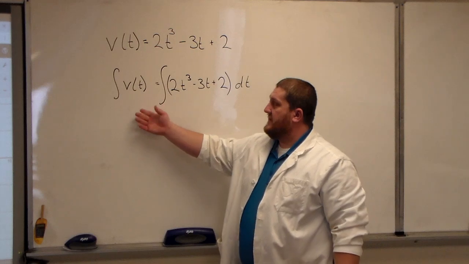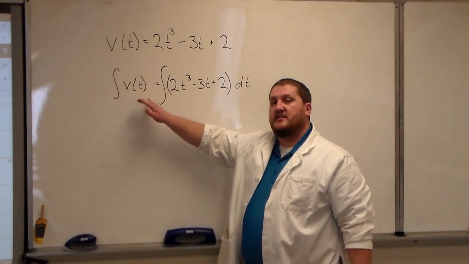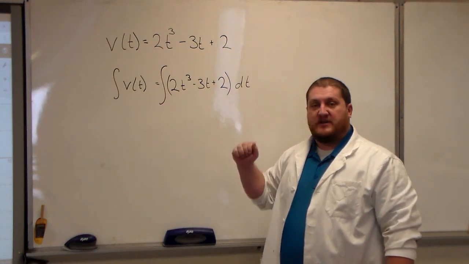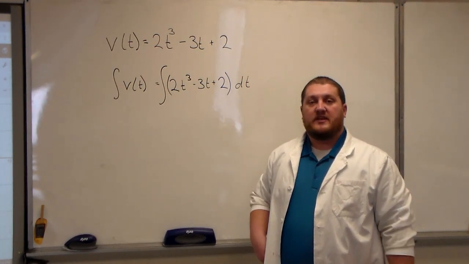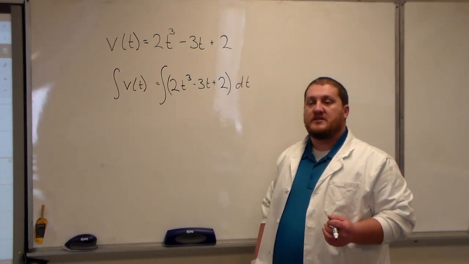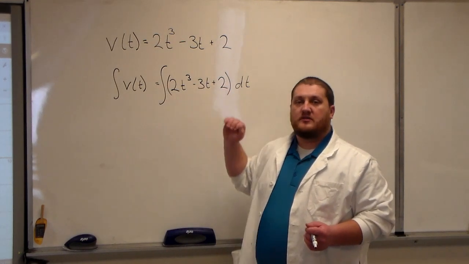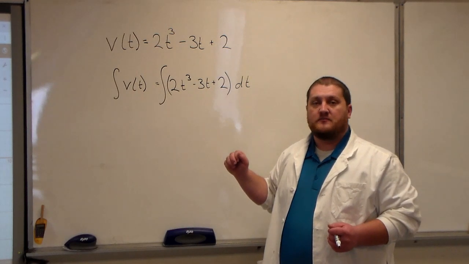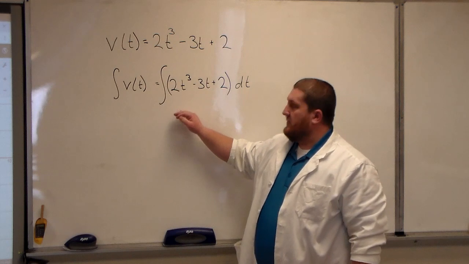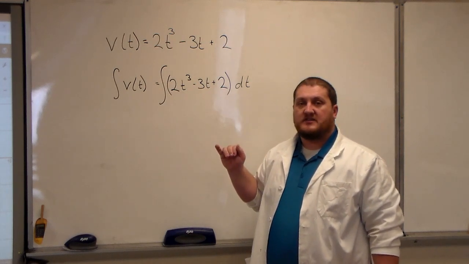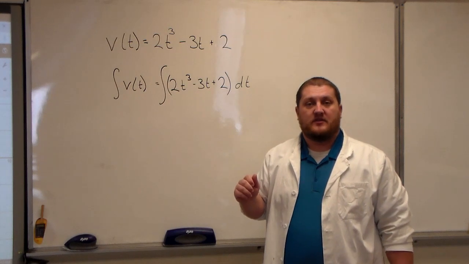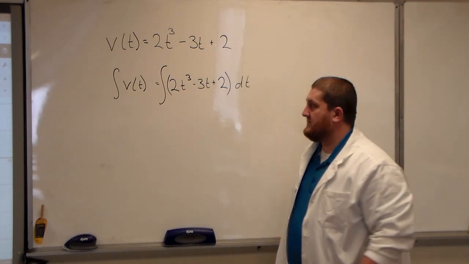I have my integral set up. I'm taking the integral of velocity, the integral of the equation with respect to time. To do an integral, I have to do an antiderivative. Remember the power rule for derivatives: I took the exponent, multiplied it by the coefficient, and decreased the exponent by 1. To do an antiderivative, I increase the exponent by 1 and divide the term by the new exponent. So it will look like this.